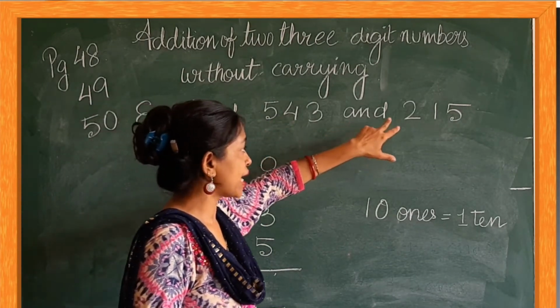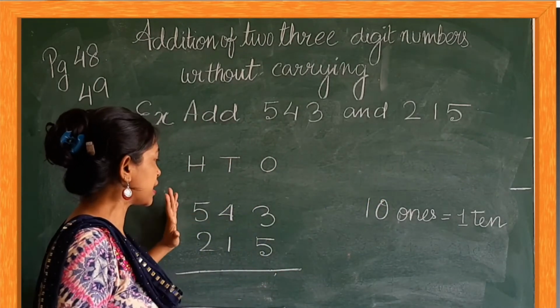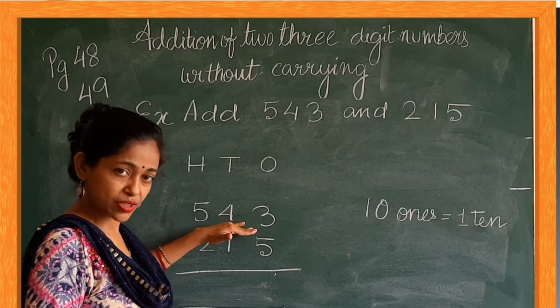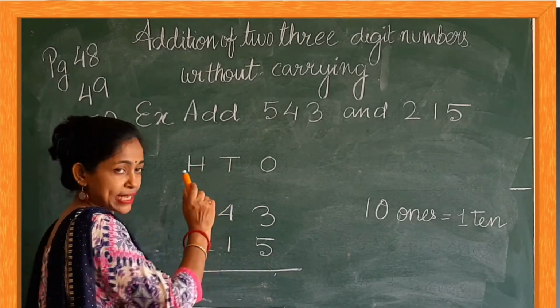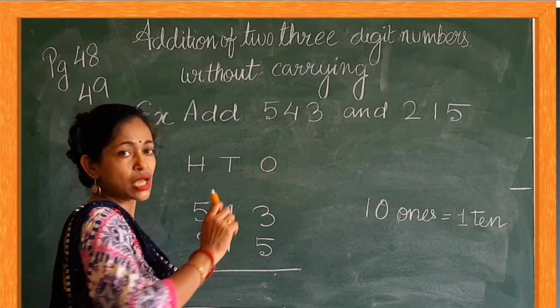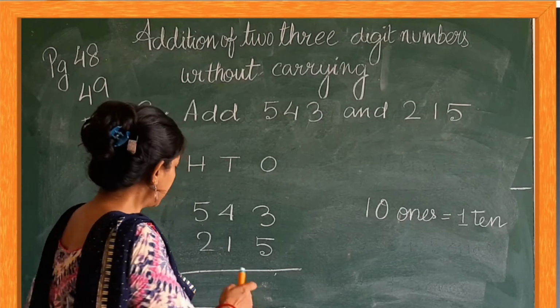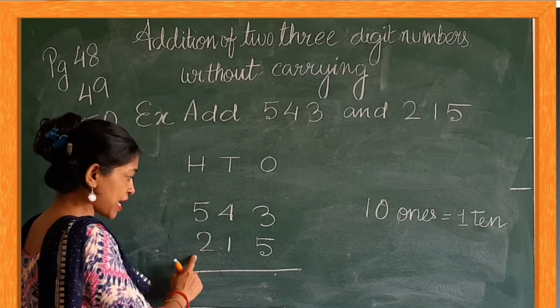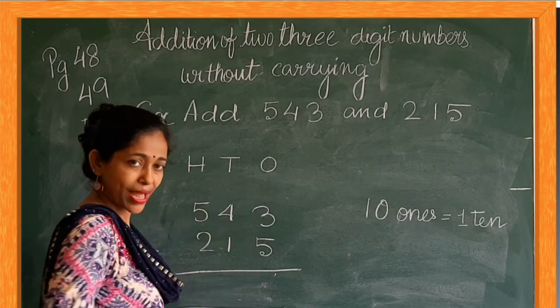543 and 215. So here also I have written 543. 5 is on the hundreds place, 4 is on the tens place, 3 is on the ones place, and 215. 2 is on the hundreds place, 1 on the tens place, 5 on the ones place.